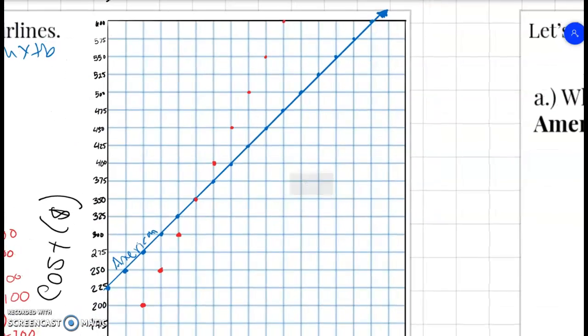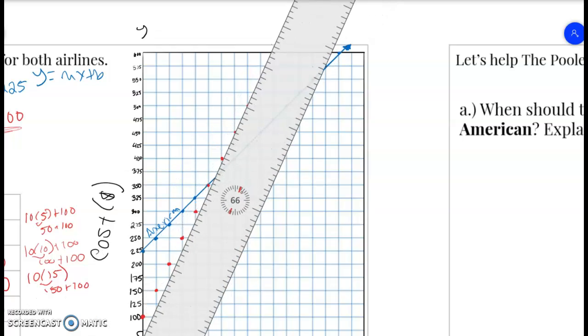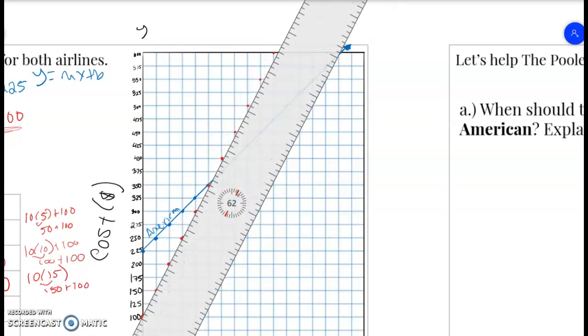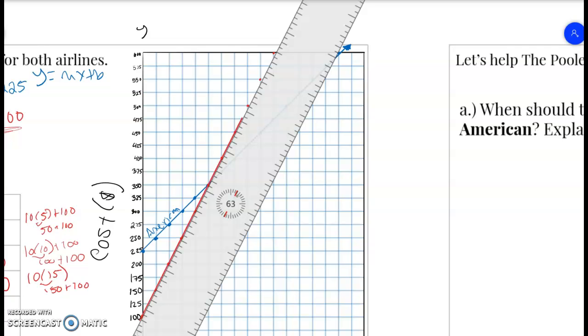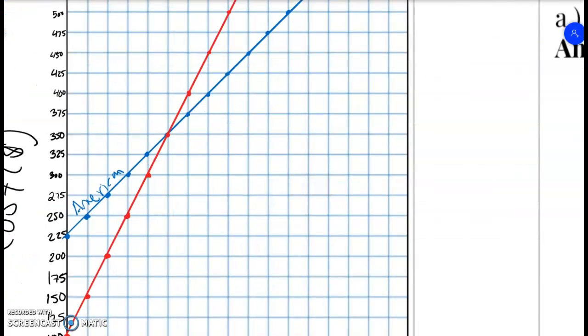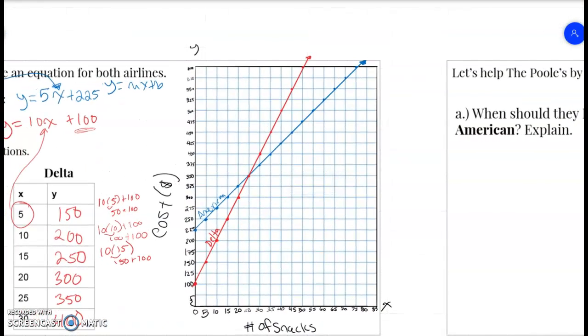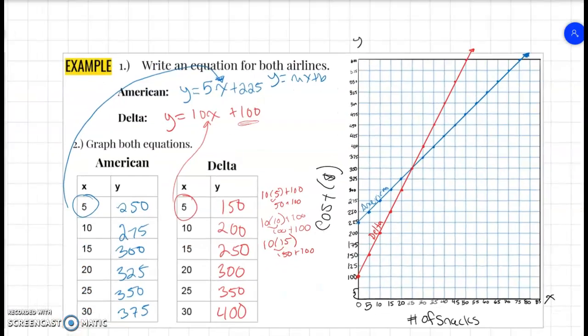Take your ruler, line it up. Make sure you line it up with the y-intercept. That's key importantes. And there we go. And there's my second graph. And I'm going to label this one Delta. You don't have to label your graphs, but if you are using only one marker, definitely label them.